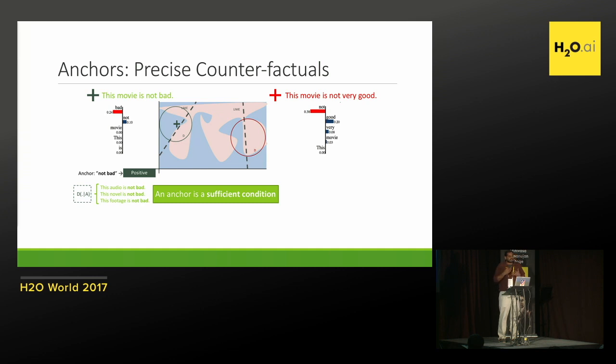And the way we generate this is we create a bunch of fake sentences. The audio is not bad, the novel is not bad, the footage is not bad, and so on. If all of them are positive, that's when we come up with the explanation.